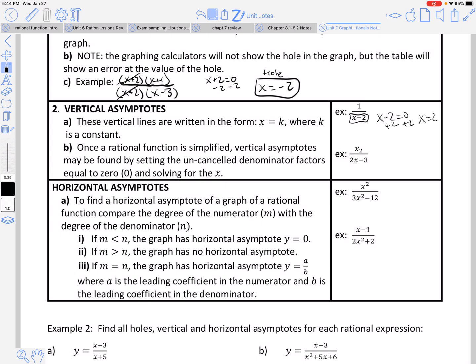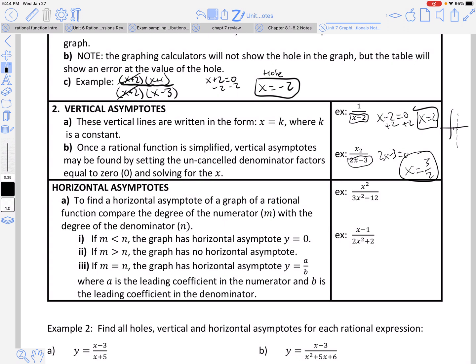So x equals 2 is our vertical asymptote. When we graph it, we're going to go to x equals 2, and we're going to have this imaginary line that the graph won't be able to touch. All right, so in this other example, 2x minus 3 equals 0, we solve for x. We add 3 and divide by 2, and we get x equals 3 halves.